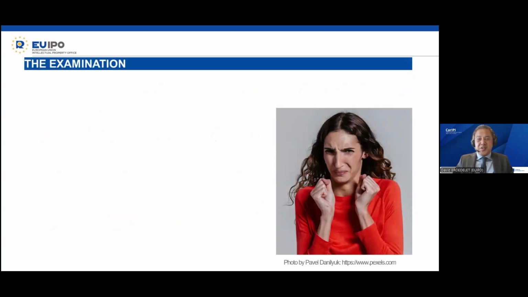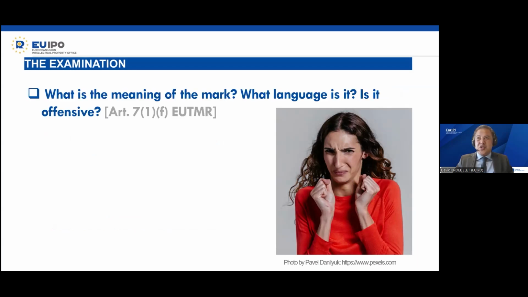So what I wanted to do in this presentation is go through one term, which is article 7.1(f). Basically, this is the ground that we look at to examine if the mark that we see is offensive. So it's just the word offensive.